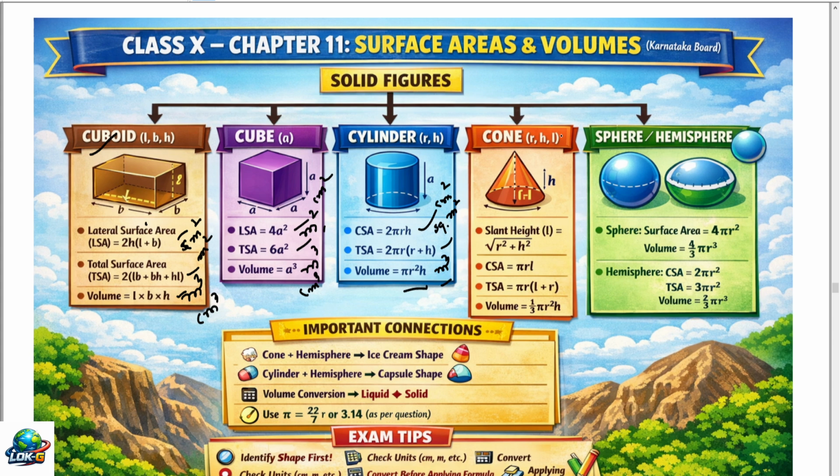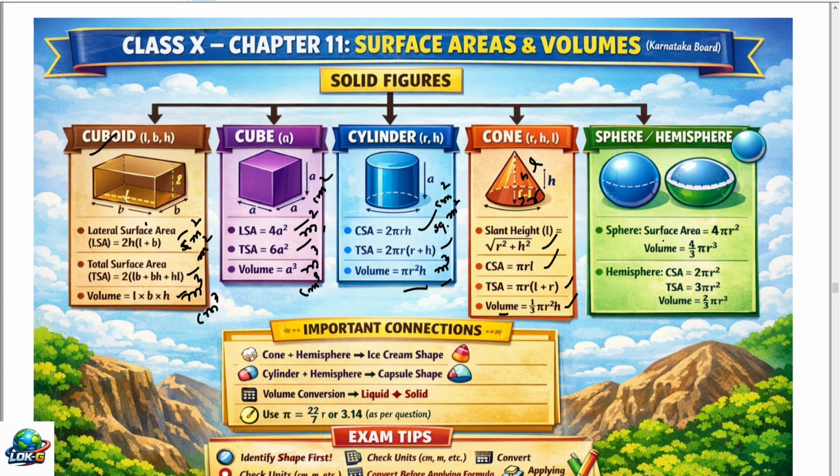And recall cone also. Cone. The slant height: base radius is r, h is height. By applying Pythagoras theorem, you can get the slant height L is given by root of r square plus h square. Curved surface area is given by pi r L. Total surface area will be pi r into r plus L, that is pi r L plus curved surface area plus base area, which will be pi r into L plus r. Then volume will be one third of the volume of the cylinder, that is 1 by 3 pi r square h, having same height and same base radius.